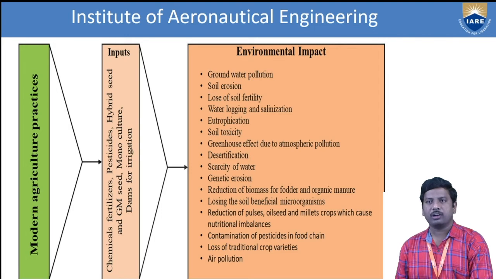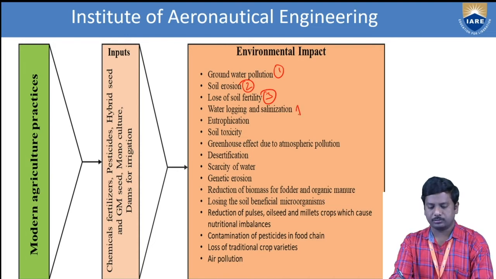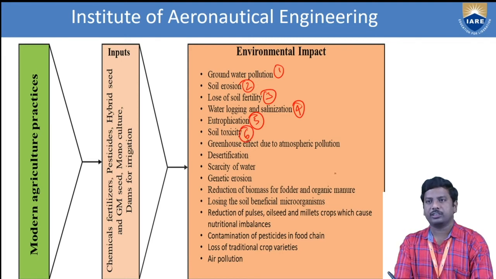First one, groundwater pollution. Second, soil erosion. Third, loss of soil fertility. Fourth, water logging and salinization. Fifth, eutrophication. Sixth, soil toxicity. Seventh, greenhouse effect due to atmospheric pollution. Eighth, desertification. Ninth, scarcity of water. Tenth, genetic erosion.